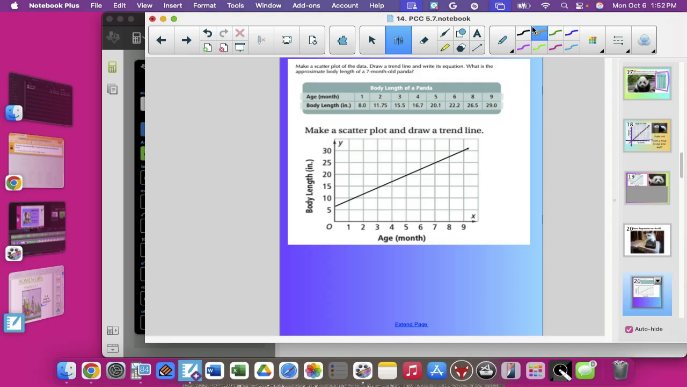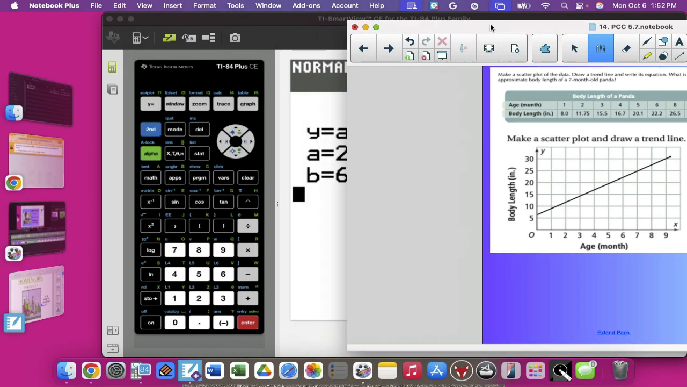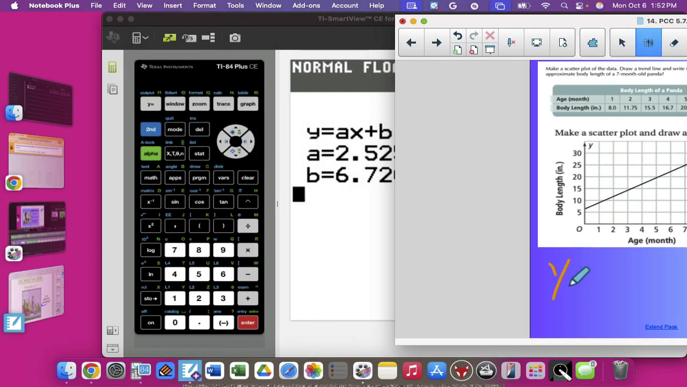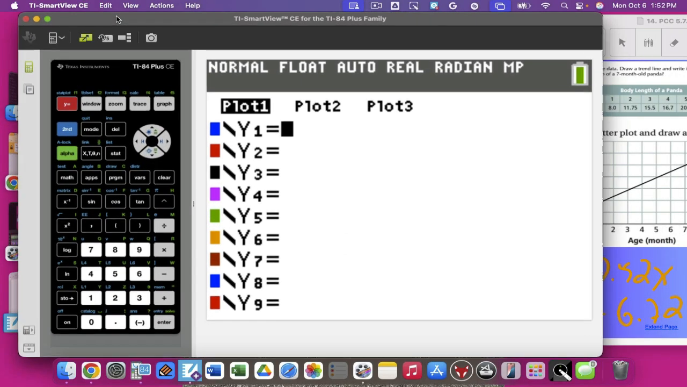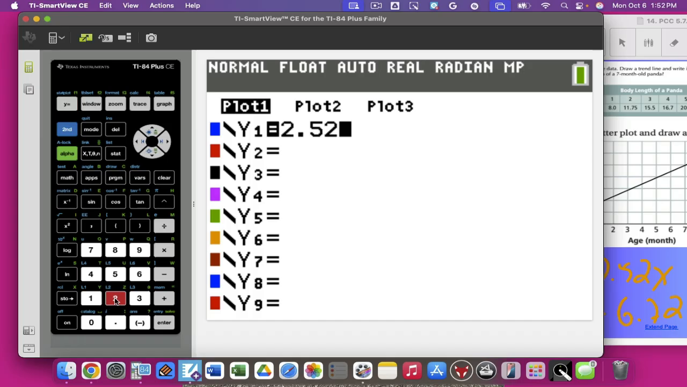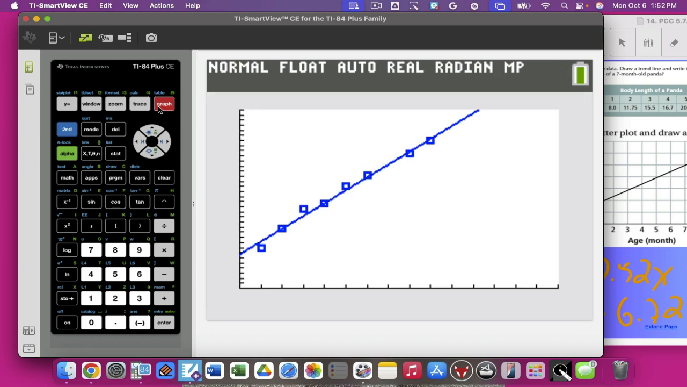So the perfect equation is y equals, what, 2.52x plus 6.72. Let's go to y equals, and let's enter that. So go y equals, and enter 2.52x plus 6.72. Hit graph. She's beautiful.